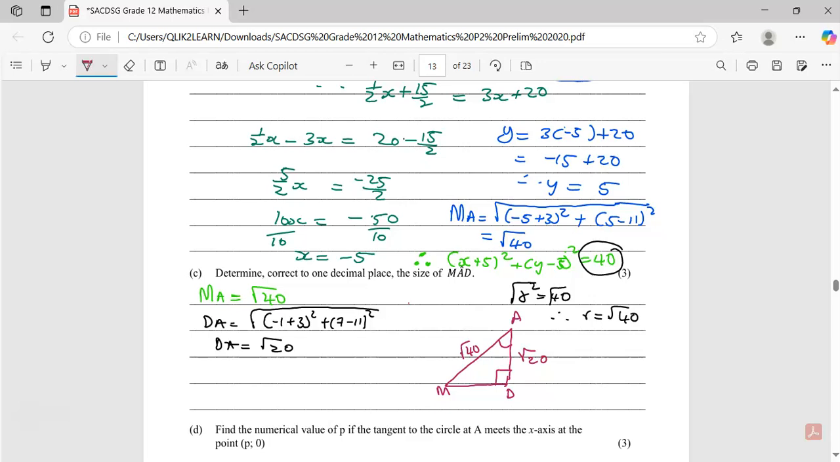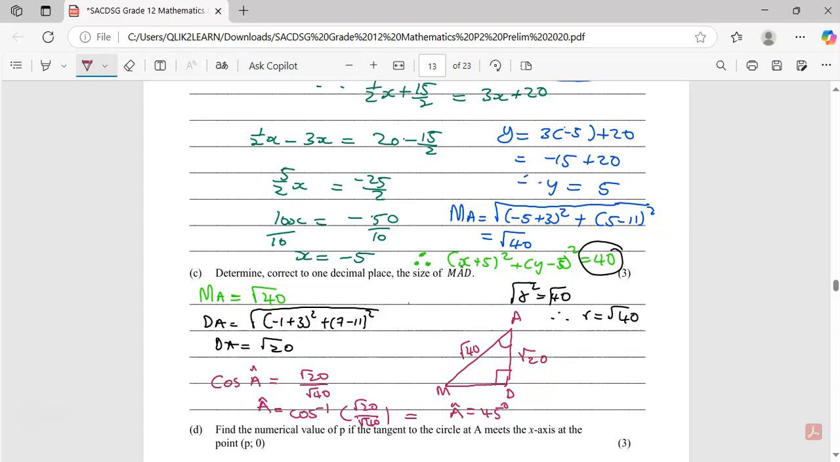So we can use the cos. The cos of that angle A is equal to what? It's equal to adjacent, which is the root of 20, all over hypotenuse, which is the root of 40. Therefore, if you work this out, angle A is equal to the cos inverse of root 20 all over the root of 40. So this should give you angle A to be equal to 45 degrees. You can also verify that on your side.